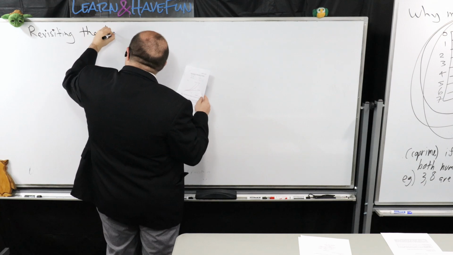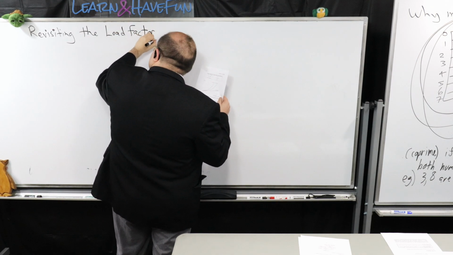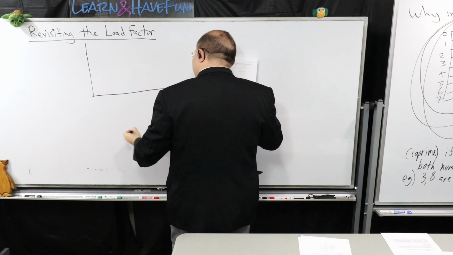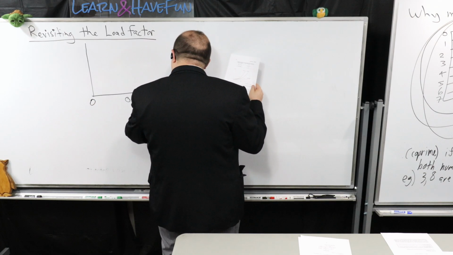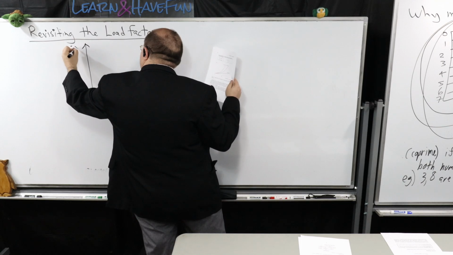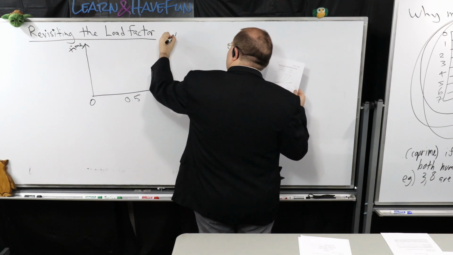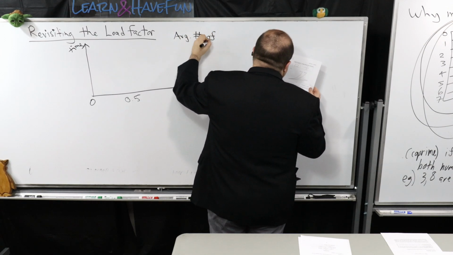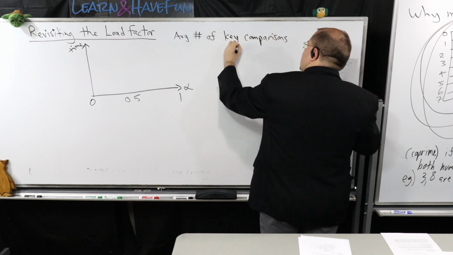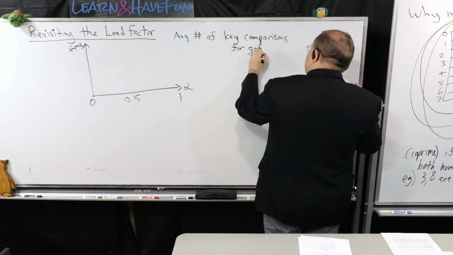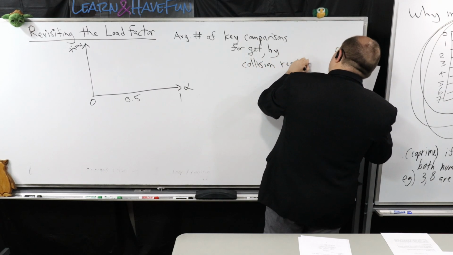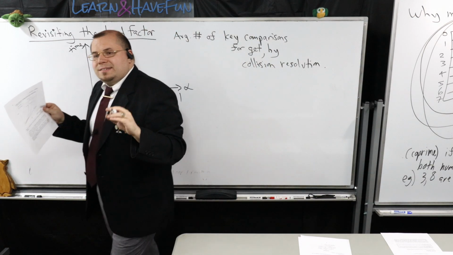Revisiting the load factor. I'm just going to plot it out. You know how I am with this stuff. I'm going to draw a beautiful chart showing the load factor at 0, 0.5, and 1, with the load factor over here and the time over here. We're talking about the average number of key comparisons for the get operation, by collision resolution. So remember, this is still the average number.